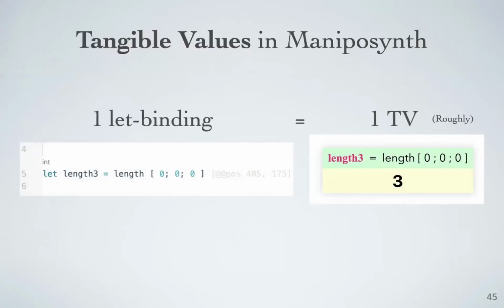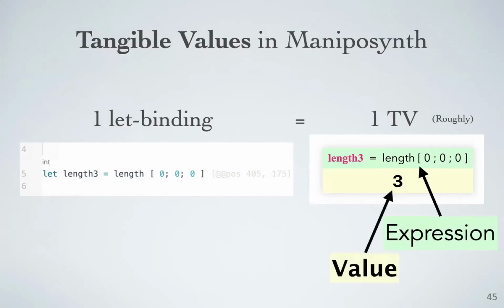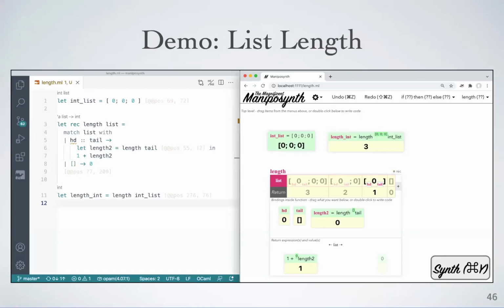Kind of the paradigm for Manipusent is that one let binding in your program is going to correspond to roughly one tangible value on your canvas. So here I have a let binding where I say the variable length3 is length of this list here, and on the canvas it looks like this over here. We have the expression on the top with a green background. Below it is the actual result value of that expression, 3. And then if we bound it to a variable name, we have the length3 pattern shown in pink.